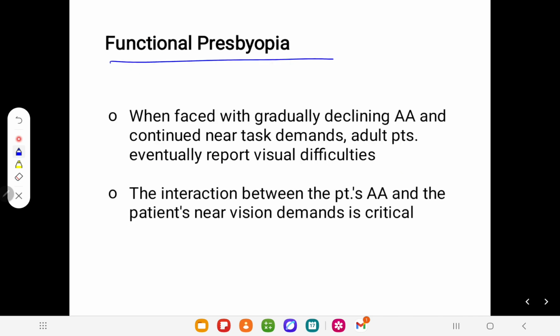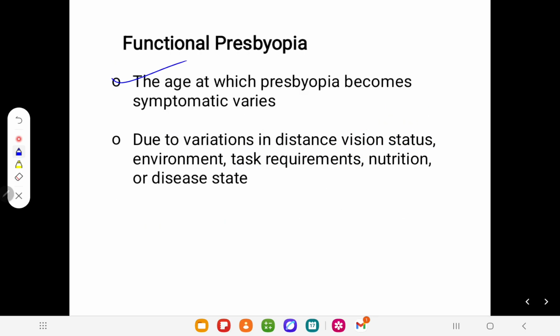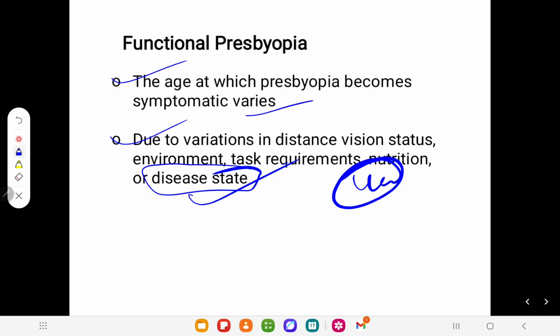Okay. Functional presbyopia: when faced with the gradual decline of amplitude of accommodation and continued near task demands, adult patients eventually report vision difficulty. The interaction between the patient's amplitude of accommodation and the patient's near vision demand is critical. The age at which presbyopia becomes symptomatic varies due to distance vision status, environment, task requirements, nutrition, and disease state. There are a lot of things that matter, isn't it? Recently admitted patients in the ICU and others tend to complain of presbyopia, especially in their 40s, because a healthy body and a weak body definitely reflect on their near vision.